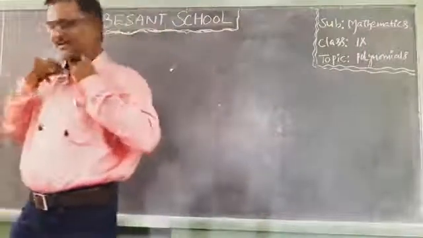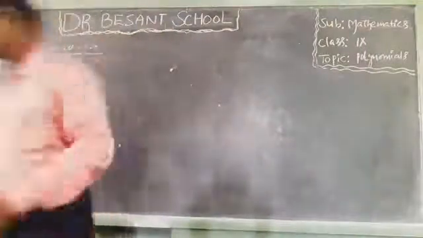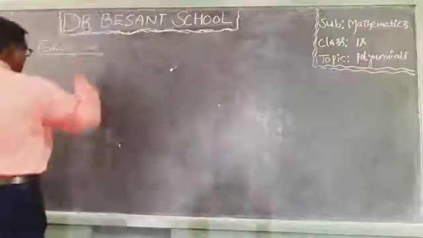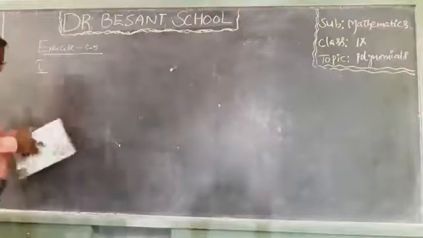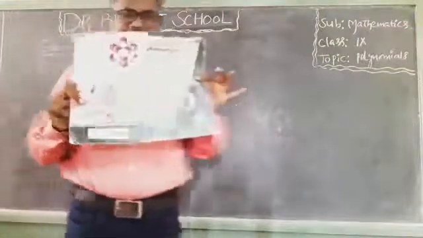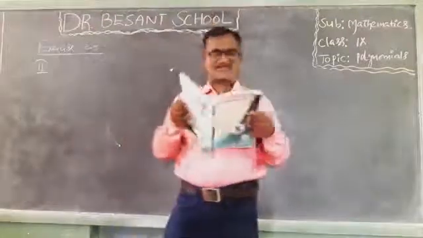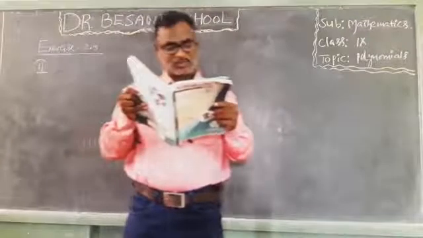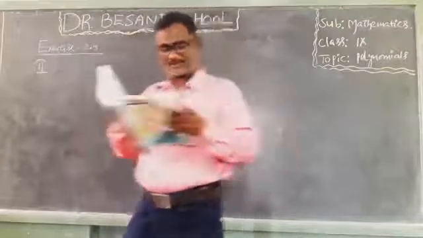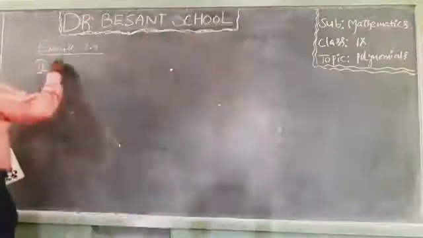In my previous class, I explained exercise 2.5 up to the first Roman. Now this is exercise 2.5, second Roman. Children, please open your mathematics textbook to page number 56, exercise 2.5, second Roman. Evaluate the following products without actual multiplication. See the second problem from this one.